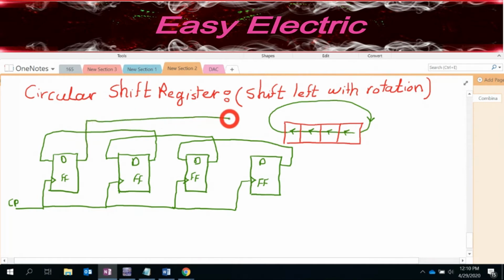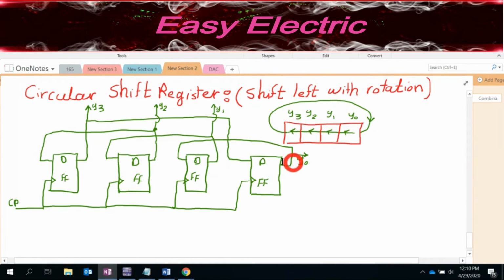Its output goes to the input of this. Definitely you could label them. Whatever you have here is Y3, whatever you have here you label Y2, whatever is here is Y1, and definitely this one is Y0. So this is Y0, this is Y1, this is Y2, this is Y3.